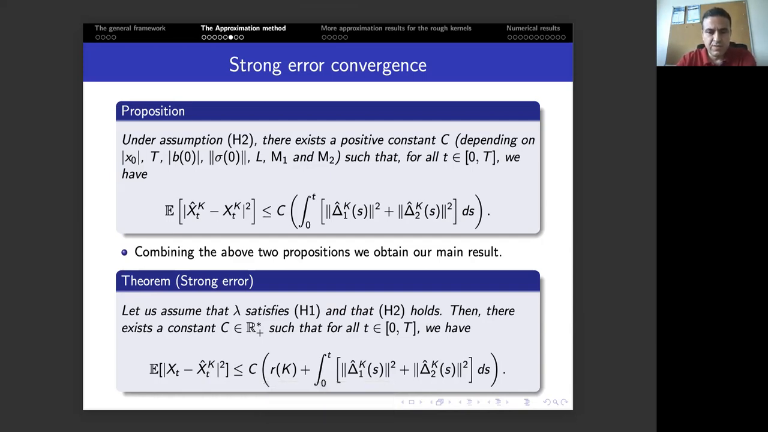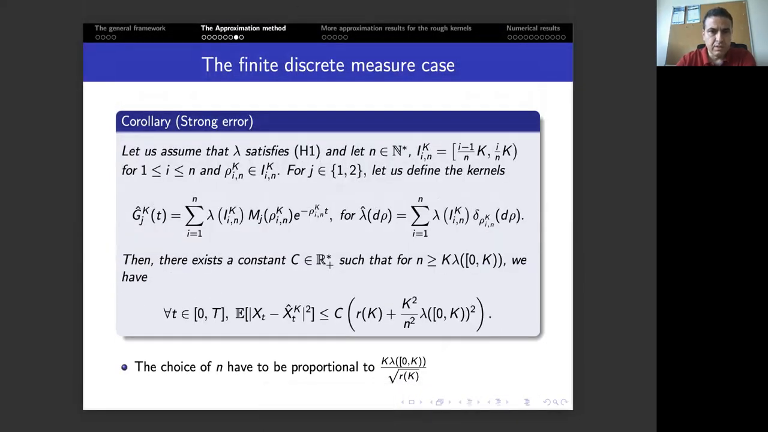Now let me specify it for the simple case of a specific choice of lambda. So let us assume for the moment that we have lambda that satisfies H1. So I'm considering here a set of intervals of the form (i-1)/n times k, i/n times k. And I'm considering these weights, rho i, in this interval.